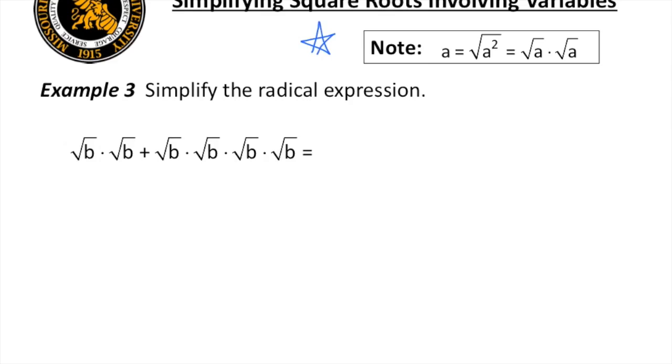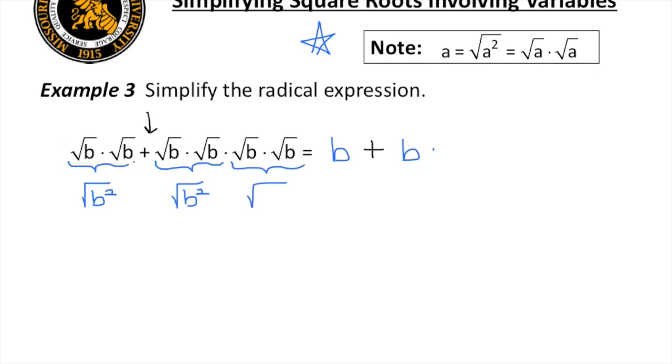The square root property noted above can be used to simplify the radical expression in example 3. Notice, to begin with, we have the square root of b times the square root of b, which is the square root of b squared, or b. We then have an addition symbol and a product of 4 factors. We have another pair, square root of b times the square root of b, which is the square root of b squared, or another b, times another pair that results in b. So when we multiply b times b, we end up getting a final answer of b plus b squared.